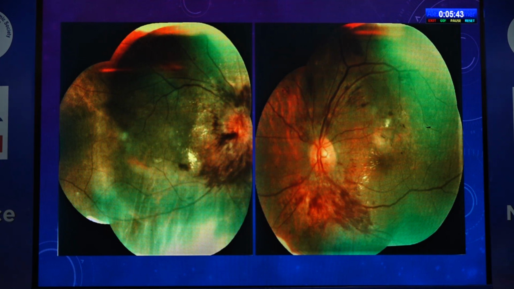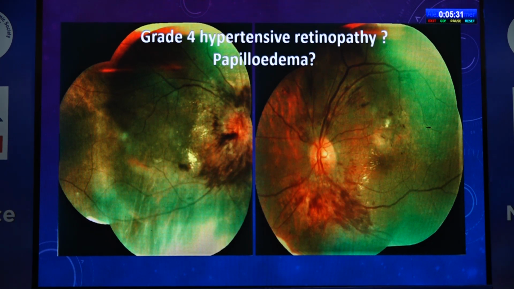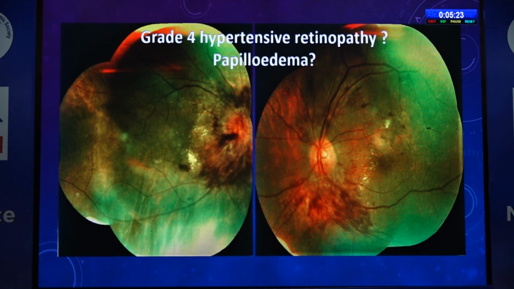On fundus examination, on the right side, the hemorrhages were confined to an area around 2 disc diameters around the disc only. The left side looked like a picture of grade 3 hypertensive retinopathy. So was it papilledema, grade 4 hypertensive retinopathy? The blood pressure was not very high, and the neuroimaging was also normal. The patient was lost to follow-up initially, and when he came back after a few weeks, he had optic atrophy and PL positive vision on the right side.